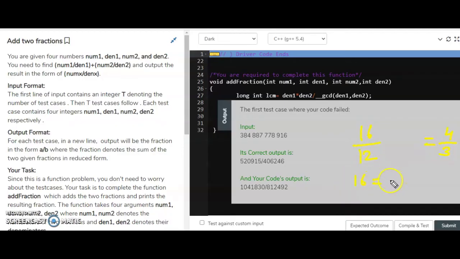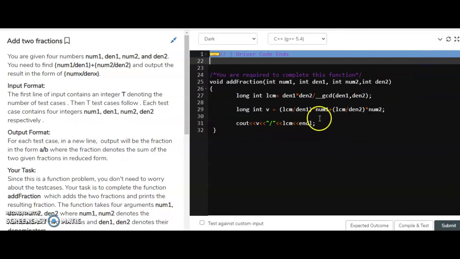The factors of 16 are 1, 2, 4, again 2 and 4. And the factors of 12 are 1, 2, again 2 and 3. So the common factor, the greatest common divisor, is 2 cross 2, that is 4. So we divide 16 by 4, that is 4, and 12 by 4, that is 3. So we have to find the GCD of these two terms. Let's implement it in the code part. Let's see the code now.